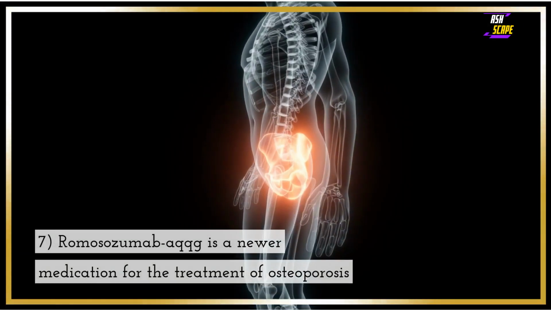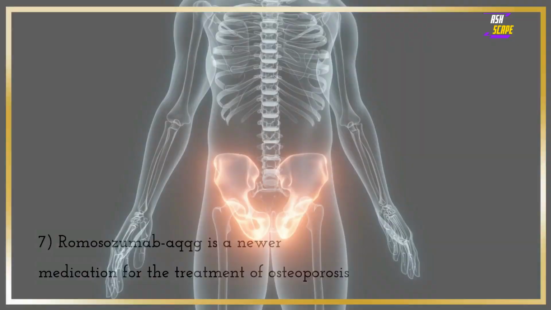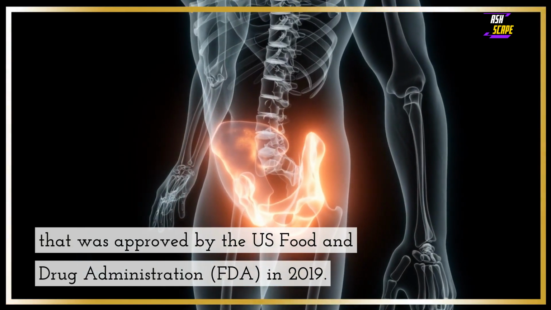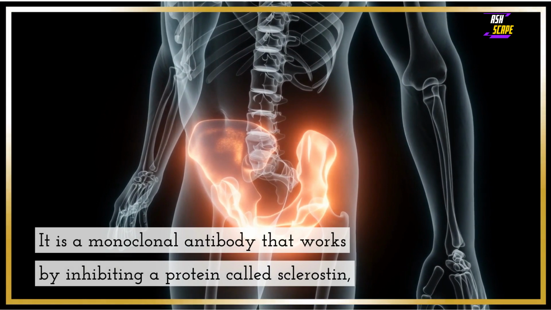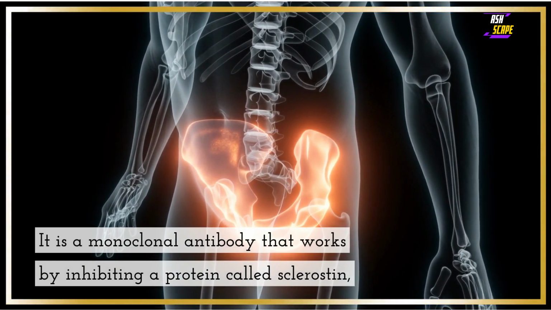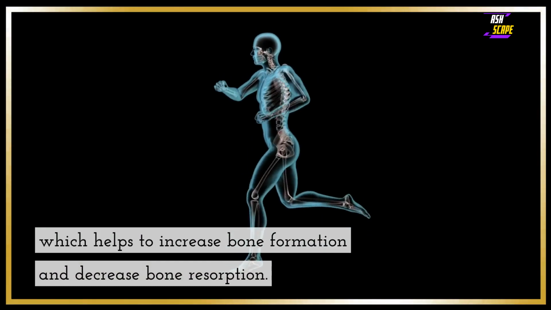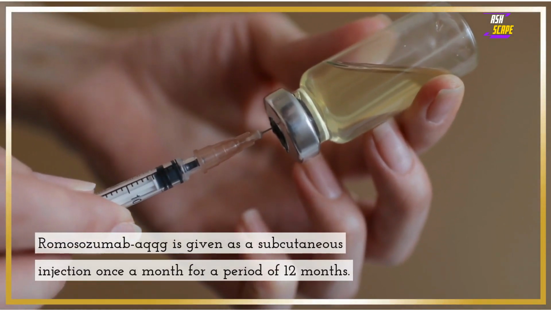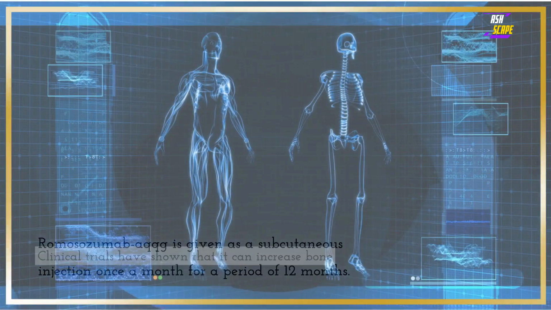7. Romosozumab is a newer medication for the treatment of osteoporosis that was approved by the U.S. Food and Drug Administration (FDA) in 2019. It is a monoclonal antibody that works by inhibiting a protein called sclerostin, which helps to increase bone formation and decrease bone resorption. Romosozumab is given as a subcutaneous injection once a month for a period of 12 months.